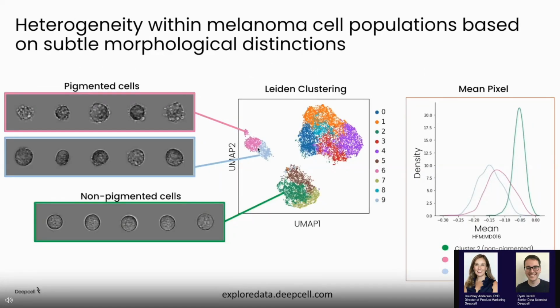By sampling representative images from each of these populations, including non-pigmented and the two different pigmented melanoma cell populations, we see that, especially among the pigmented cells, while both are pigmented, one has blebbing around the cell membrane, which suggests that this pigmented population could be undergoing apoptosis. If we examine the distribution of mean pixel intensities in each cell image, we can confirm that indeed these clusters, 6 and 9, are more pigmented than the non-pigmented cluster 2.